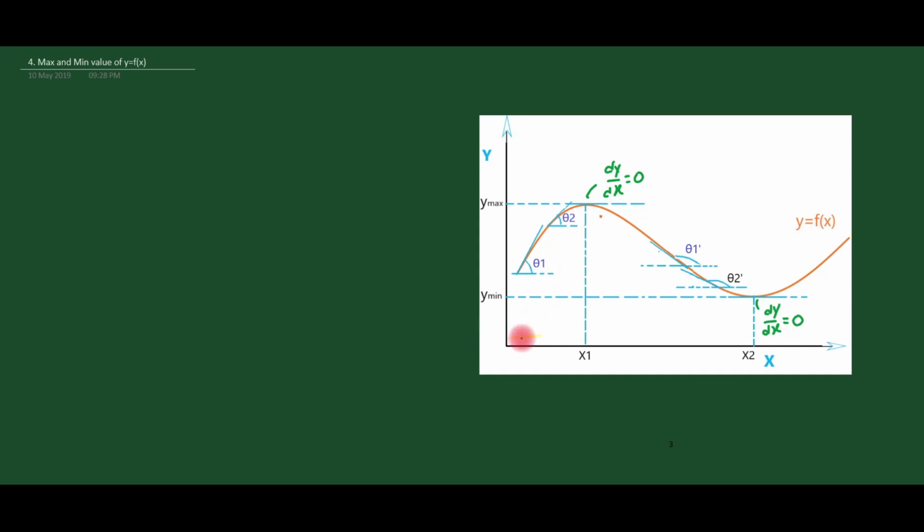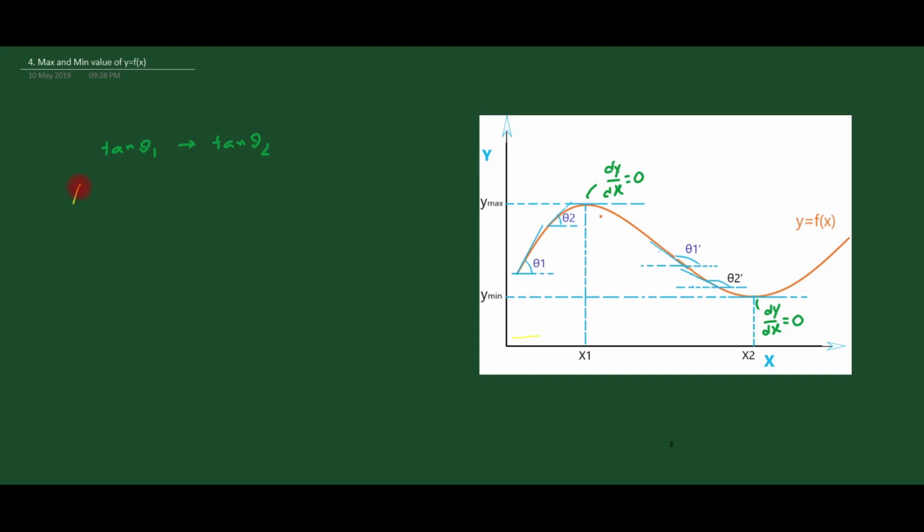With respect to change in x, we will move in this direction along the positive x direction. So the value of x will continuously increase. We'll see the variation in the slope. Slope changes from, say, tan theta 1 to tan theta 2. This is the change in slope.